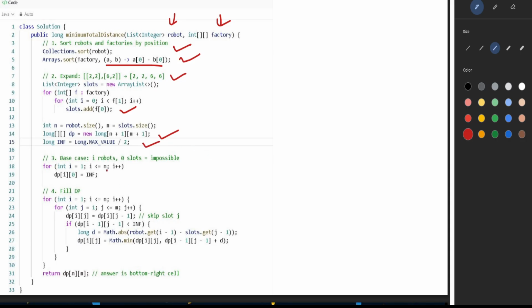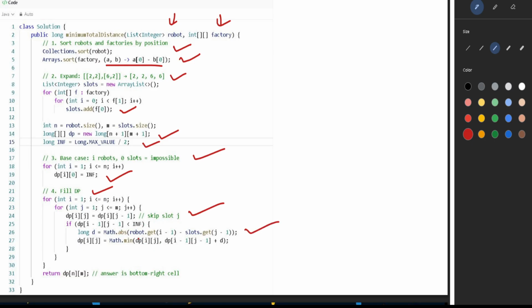Now we have to check the base case, where 0 slots means impossible. So we define infinity like that, meaning dp[i][0] is infinity, but for all other values, dp[0][j] will be 0. So that is fine. We'll create the dp, and i and j will start from 1 and go up to n and m, and we know that we have to skip the slot. So dp[i][j-1] is assigned to dp[i][j], and if it is less than infinity, we have to get the absolute value.